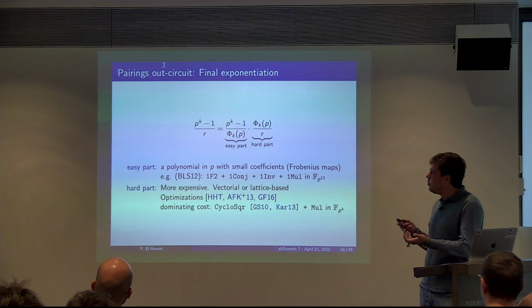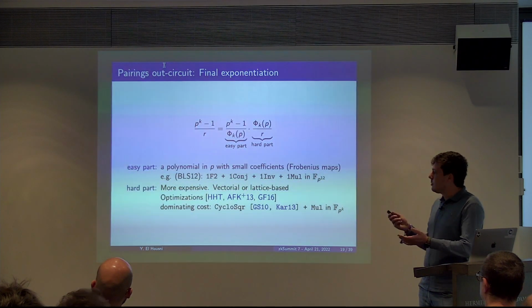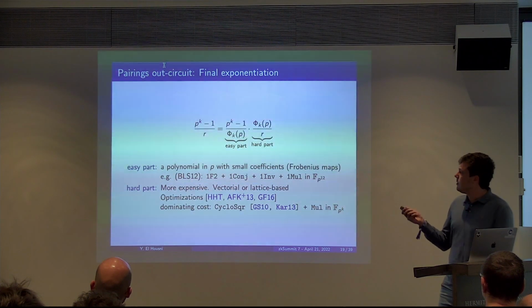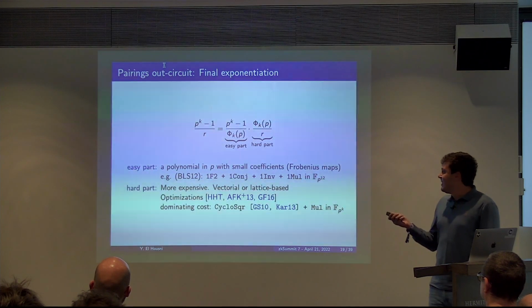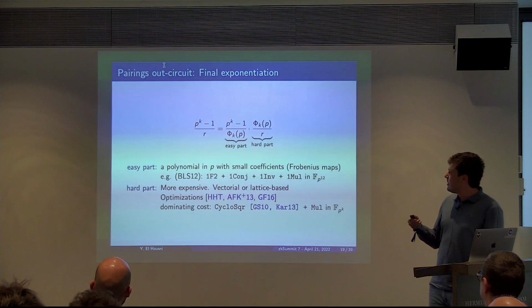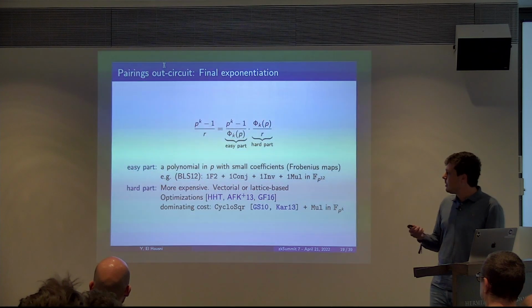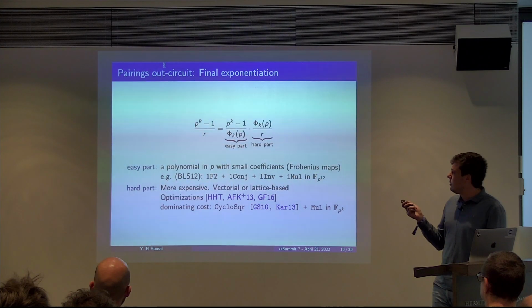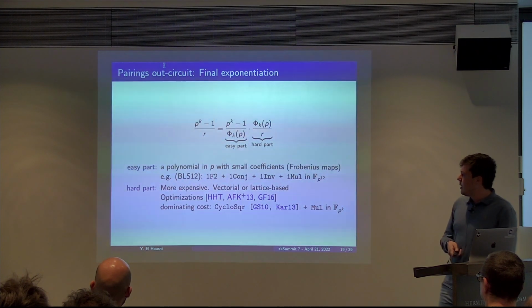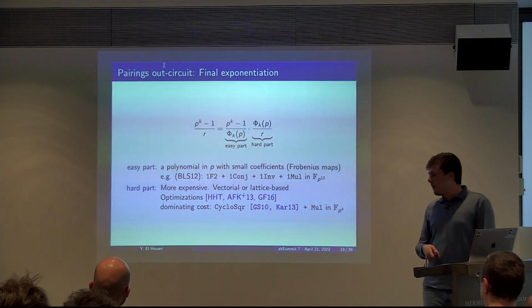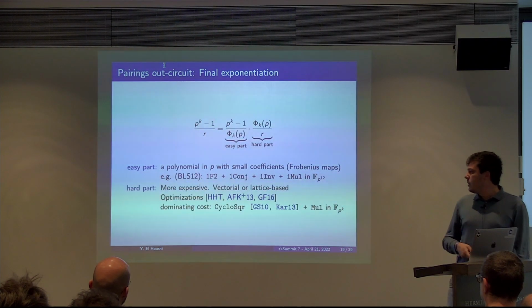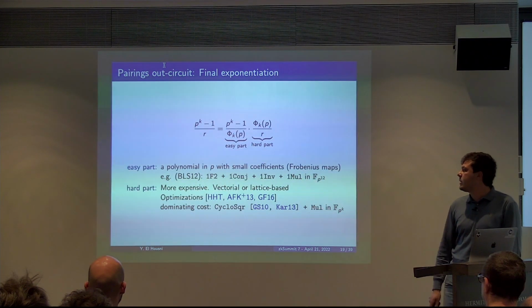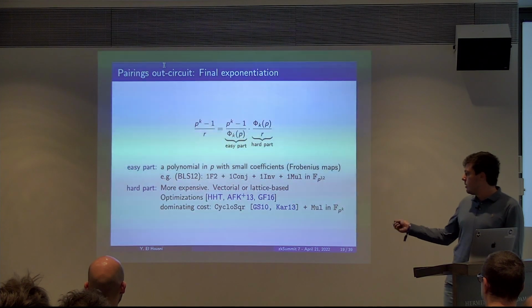We divide this into 2 parts, the easy part and the hard part. What you need to learn is that the easy part is easy. It's just a polynomial in p, and raising an element to a polynomial in p is fast because you use Frobenius maps. For BLS12, it just costs a Frobenius map, a conjugate, an inverse, and a multiplication in Fp12. And the hard part is more expensive. We have some tricks based on vectorial addition chains or lattice-based optimizations, but the dominating cost at the end of the day for this hard part is squarings and multiplications in this finite field.